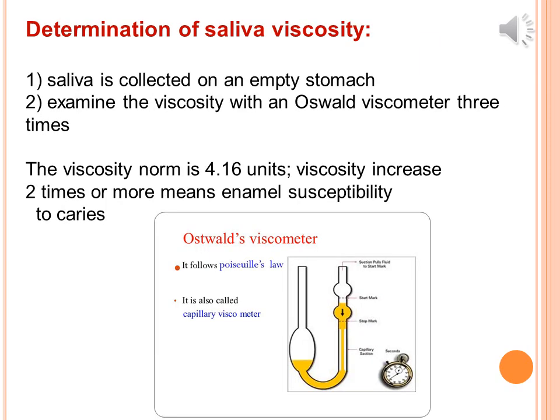How to determine the saliva viscosity. Saliva is collected on an empty stomach, and the viscosity is examined with an oscillating viscometer 3 times. The viscosity norm is 4.16 units. A viscosity increase of 2 times or more means enamel susceptibility to caries.